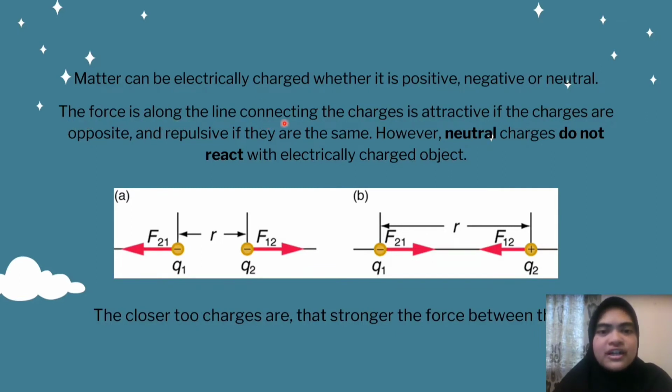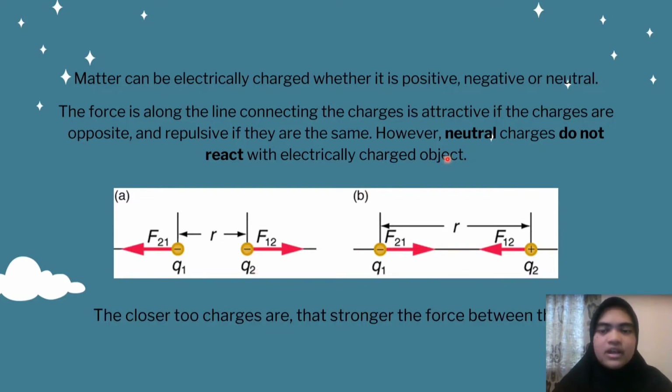The force along the line connecting the charges is attractive if the charges are opposite. For example, in B, when Q1 is negatively charged and Q2 is positively charged, it will create an attractive force between the two charges Q1 and Q2, and repulsive if they are the same. So when Q1 and Q2 are both negatively charged, it will repulse. It will form a repulsive force between both of the charges.